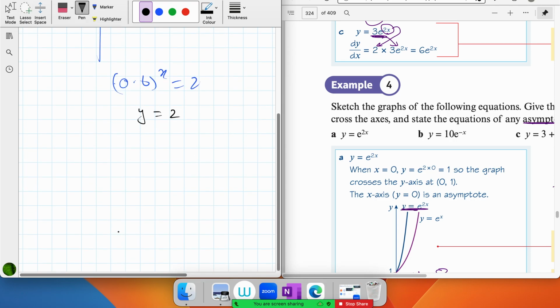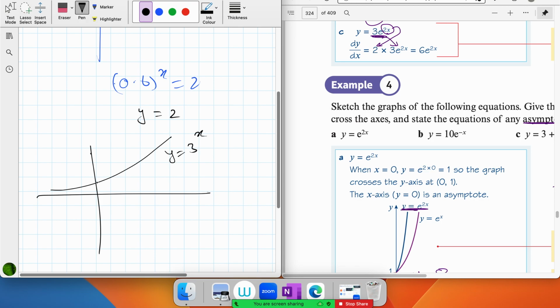It could be towards any axis. For example, in this case, let me say this is y is equal to 3 raised to power x. It intersects at x 0, y 1. The asymptote is the x-axis, which is y is equal to 0. If you continue it on the negative axis, it will come closer to the axis but never touch it.